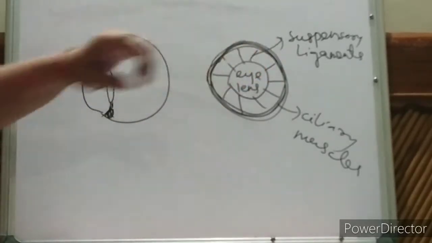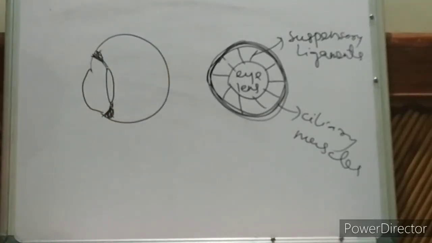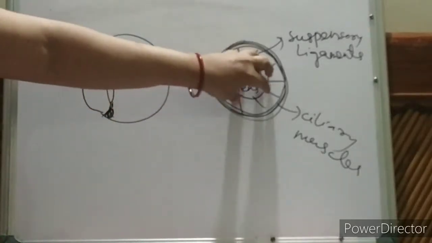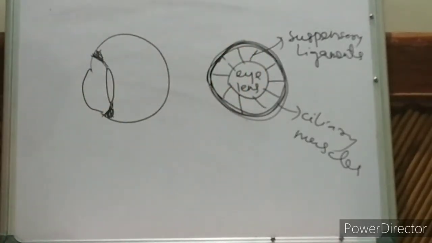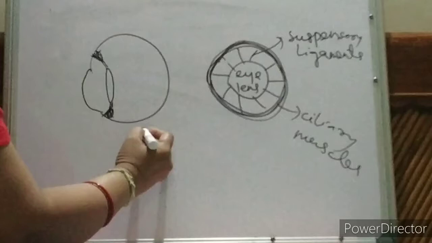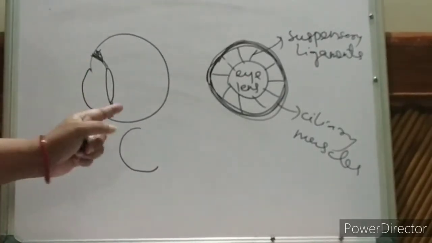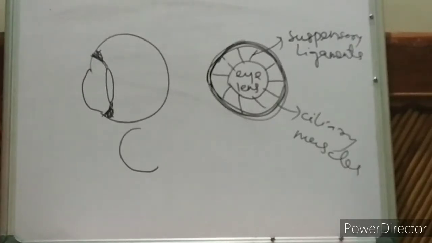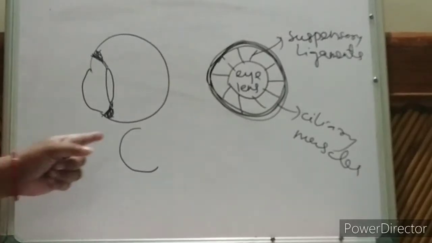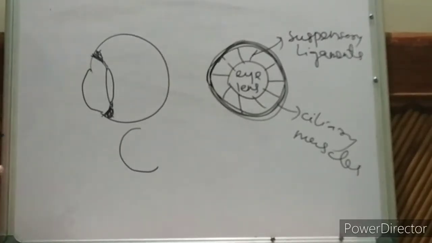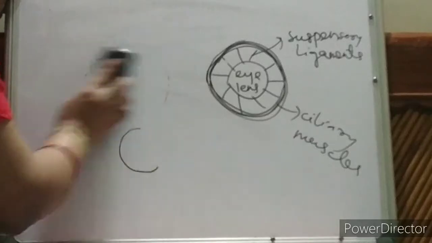Because of the elastic nature of the lens, it becomes thicker, or you can say the lens becomes more spherical. So what does it mean? The lens becomes more spherical like this. That means your radius of curvature becomes less. If radius of curvature becomes less, that means focal length decreases. How is the radius of curvature decreasing? Let me explain that also.